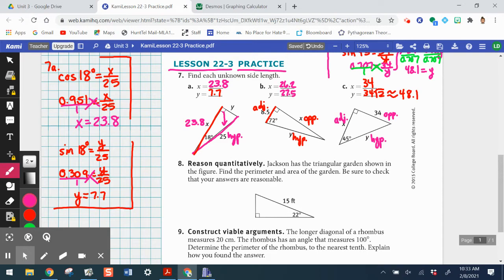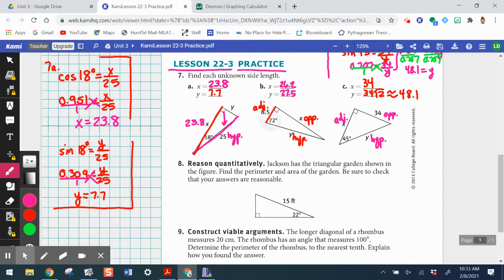Okay, so the first thing I want to say, and this is just like our proportions with similar triangles, is that there's no one way to do this. So be encouraged if you found a different method other than the trig functions I used. Please know that as long as our answers line up, we're in the clear.